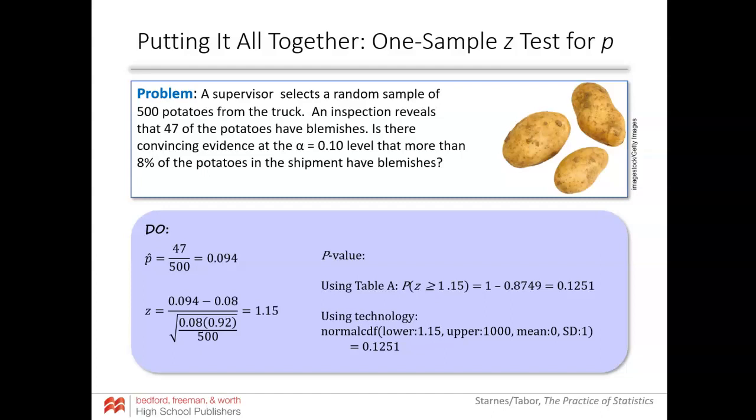P hat is 47 out of 500. That's the random sample that they chose. Now, first thing to notice, they didn't notate this, but just in your head, okay, that's 9.4%.